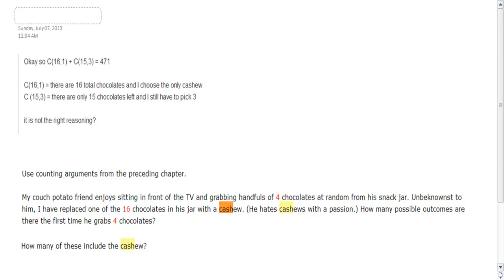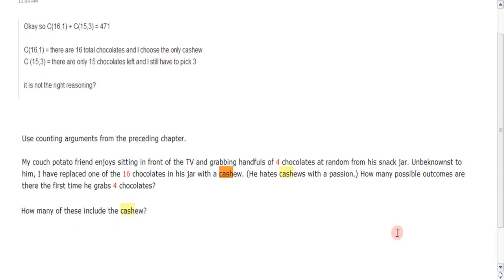Okay, so looking at this problem, we're doing the cashew problem, and one of the things I want you to understand is almost all of these problems fall into a basic category. Either they are a lottery problem, or a marble problem, or a card counting problem, a poker problem. What you need to recognize is what kind of problem you are looking at. Since this is a cashew problem, it's essentially a marble problem.